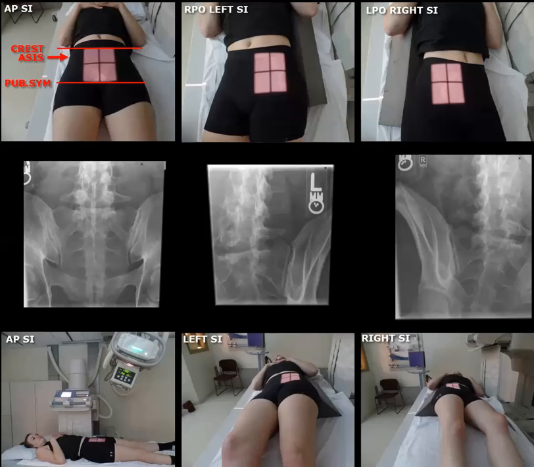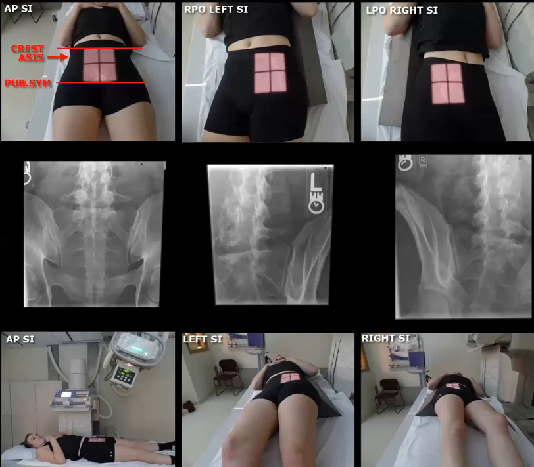pubic symphysis, which is going to be very close to midpoint in between the ASIS, which is easily palpable, and the pubic symphysis. Notice our light field once again reflects very similar to that of the AP sacrum, where we have the top of the light field at the iliac crest and the bottom of the light field is there at the pubic symphysis. We're also able to collimate a little bit from side to side.